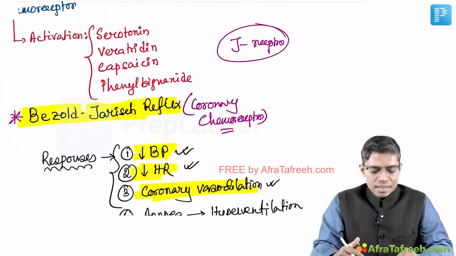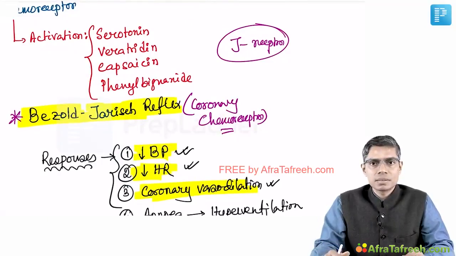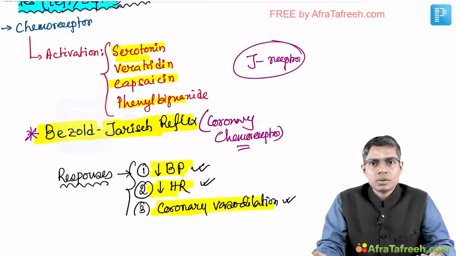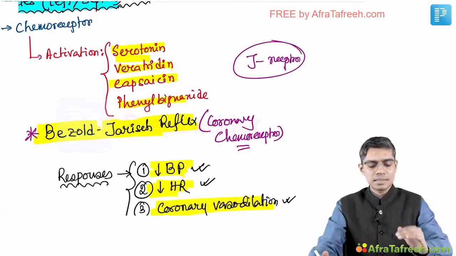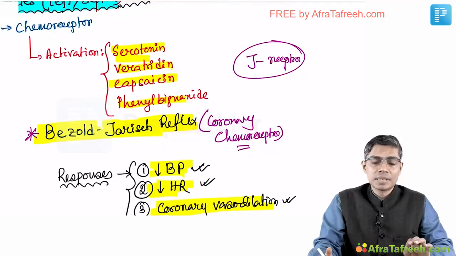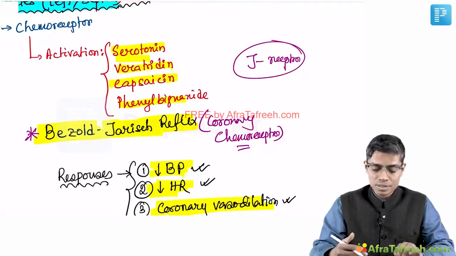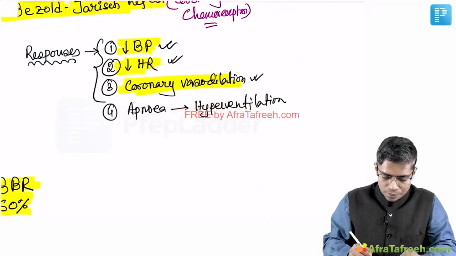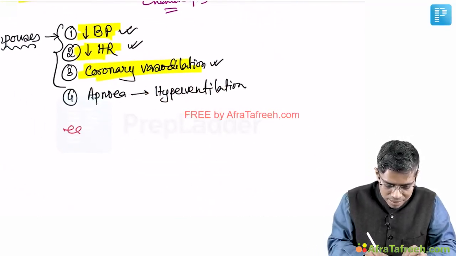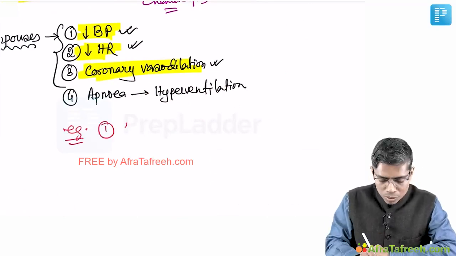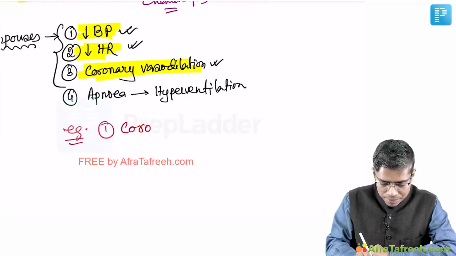Now you must be thinking, is there any clinical application for this reflex? You require certain chemicals, like serotonin, veratridine, capsaicin. Clinically this reflex is rare, but sometimes it happens and it can be dangerous because severe hypotension will happen. So the clinical scenarios when this Bezold-Jarisch reflex can be activated: number 1, coronary reperfusion therapy.